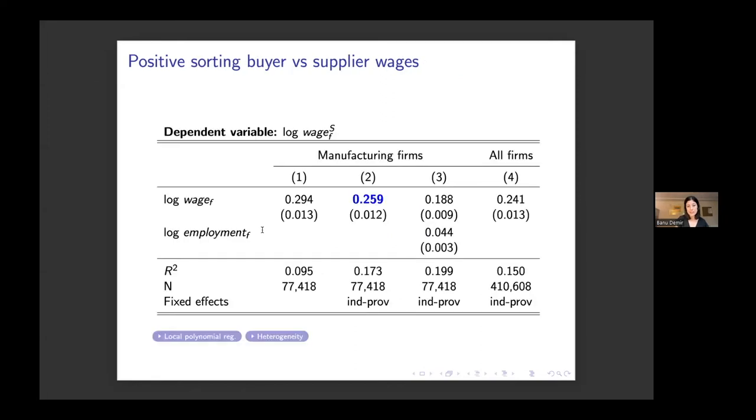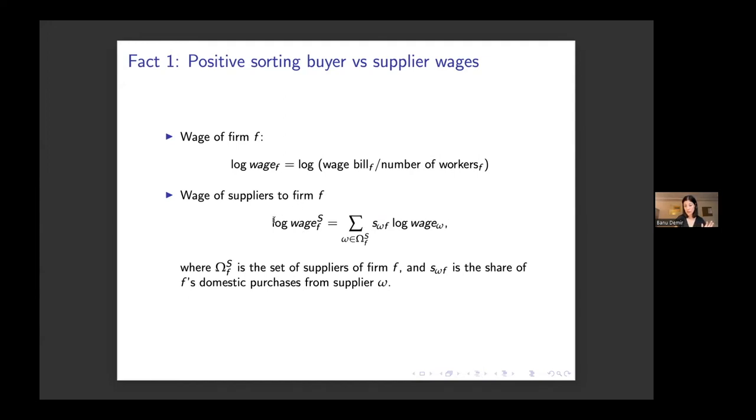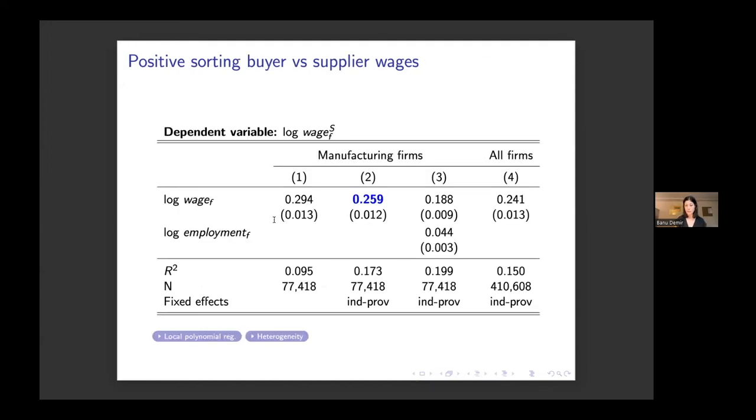And using this measure, we simply regress the average supplier wage on the buyer's wage, controlling for the industry and province. So we are looking at within the same four-digit NACE industry. NACE, as you know, is a standard industrial classification used in the EU. Within the same NACE industry and Turkish region, say Istanbul, we find that a 1% increase in the buyer's wage is associated with an almost 0.26% increase in the average supplier wage in the economy.